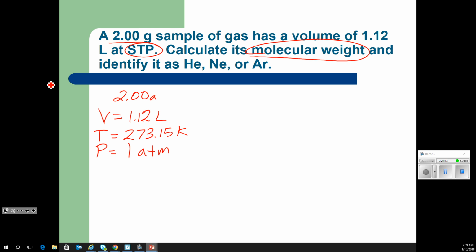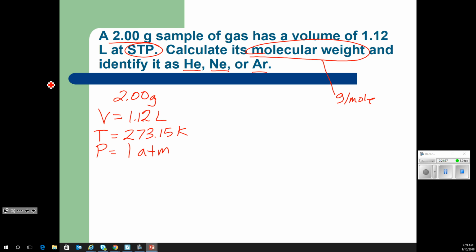What is molecular weight? How many grams are in a mole, right? When we add up the molecular weight, we're looking at grams per mole, right? Okay, and this was grams up here. And identify it as helium, neon, or argon.